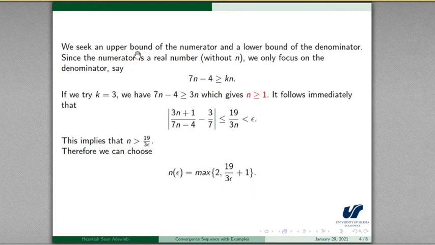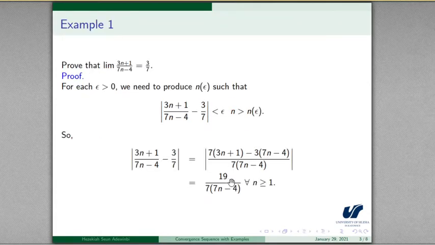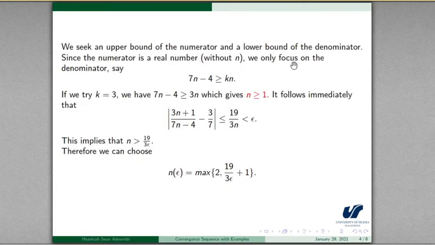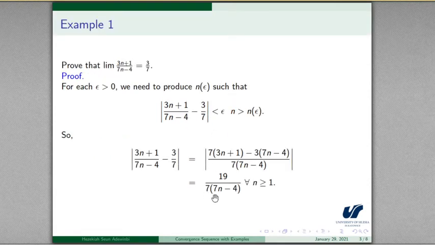Now, we seek an upper bound of the numerator and a lower bound of the denominator. But since the numerator is a real number, as you can see, the numerator is 19, we don't need to seek any upper bound since it doesn't involve n. And we focus only on the denominator. So to get the lower bound of the denominator, we write the denominator as this. We don't need to bother about this 7. We are interested in the part that has n, 7n minus 4.